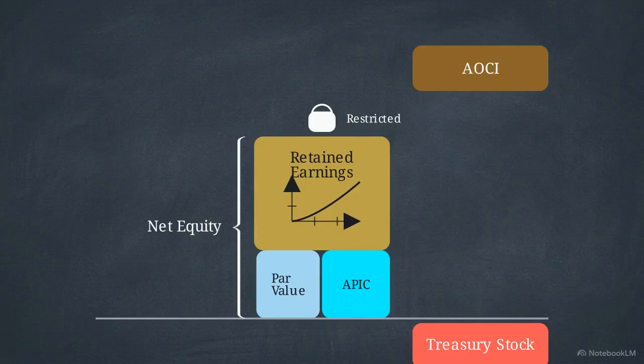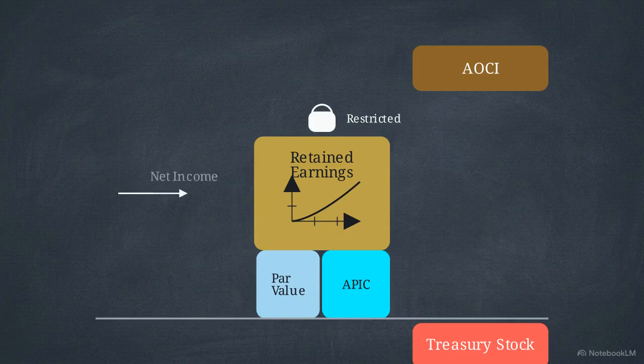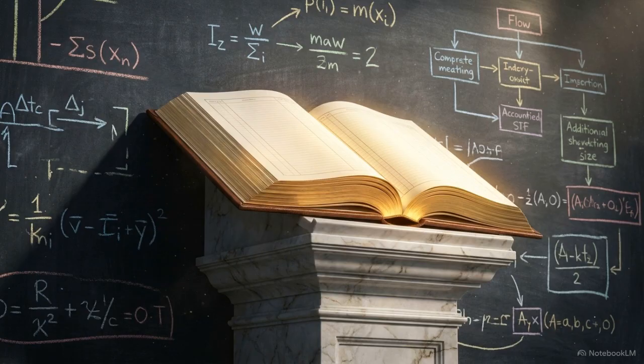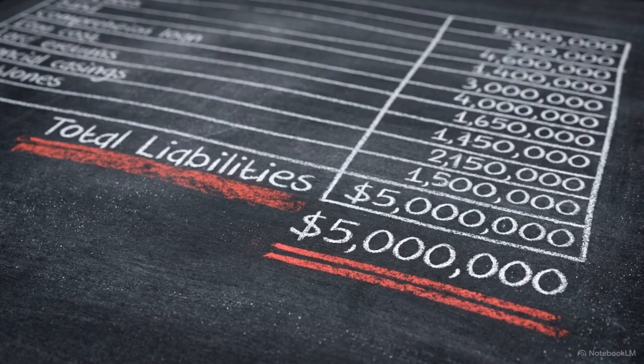Accumulated other comprehensive income acts as a capture point for specific financial gains and losses that accounting rules dictate must bypass standard net income. Equity is an ongoing historical record of owner contributions and retained corporate wealth. It provides the exact mathematical residual needed to perfectly cap the accounting equation.